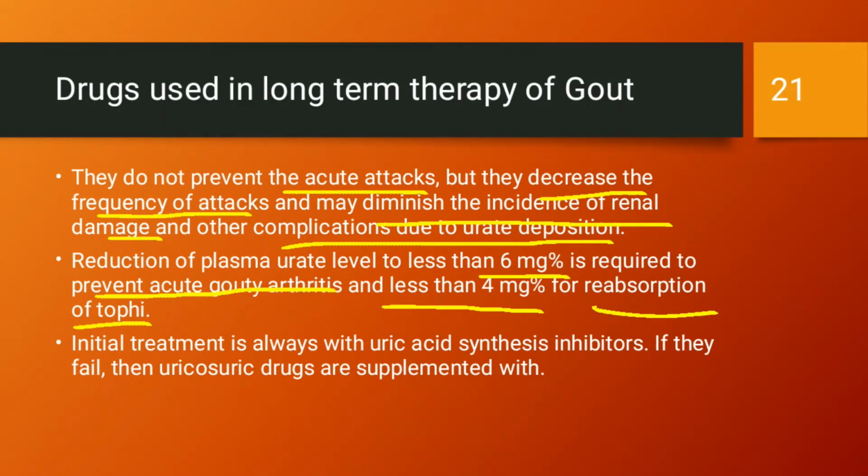And if we have to work on the reabsorption of the tophi, in that case we have to decrease the levels of the uric acid in the body below 4 milligram percentage. Initial treatment is always with uric acid synthesis inhibitors. If they fail, then uricosuric drugs are supplemented with it. So we have to start with the uric acid synthesis inhibitors, and if these drugs are unable to do the job, then we have to go for uricosuric drugs, or add them to the therapy.